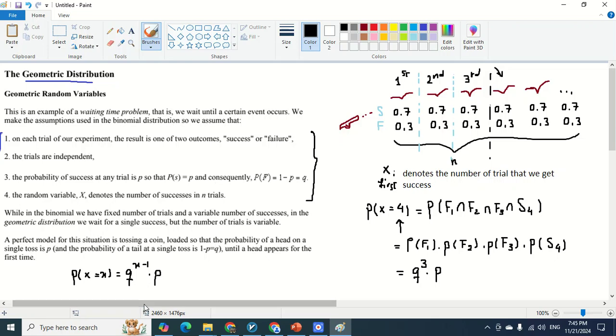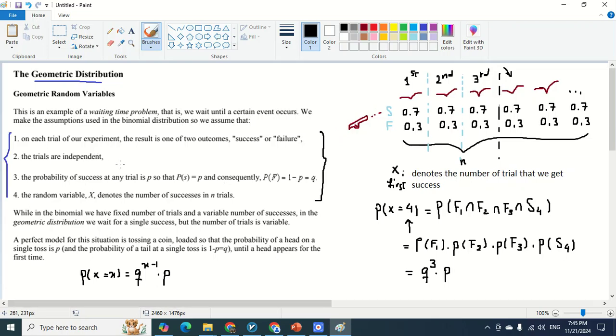As you can see over here, on each trial of our experiment, the result is one of two outcomes, success or failure. So up to here, each trial has two cases, meaning that we have a success or a failure, as you can see over here. The second one is that the trials are independent.